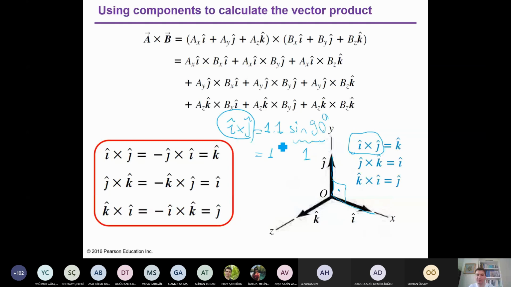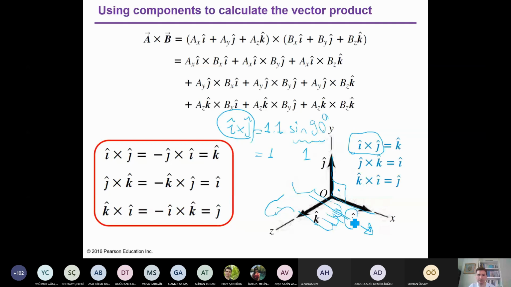Use right-hand rule. First of all, let me draw maybe if I can. First of all, draw your fingers. Let's consider right hand. Point your fingers along the I and then curl them to the J. Then this thumb here will show you the direction of the resultant vector. This is K, okay? So the result is K.